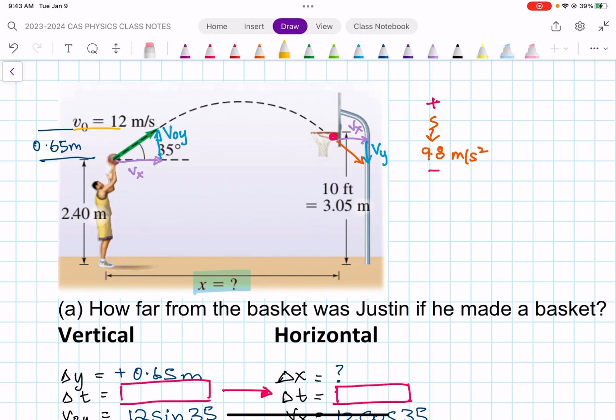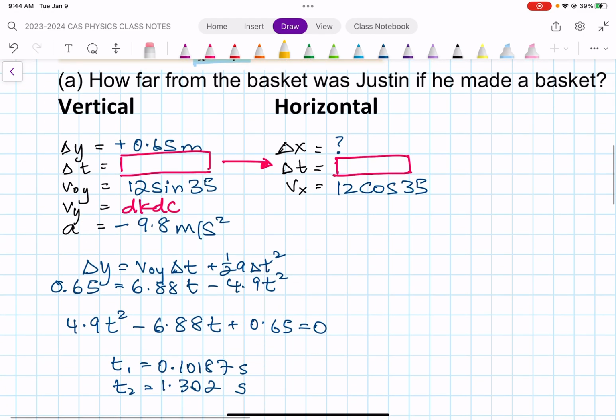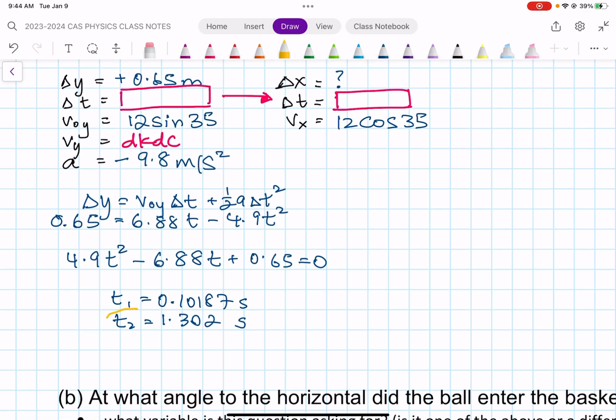If you carry this over, you'll see that there are actually 2 times. This would be the time it got there first, and this would be the second time, T2. So which do we want? We want T2. We want the longer time. So I'm going to select this one as my time that I'm interested in. Okay? Now, what we ultimately want is delta x.